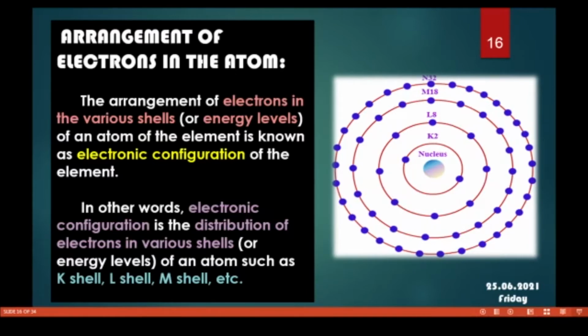Otherwise, we have to tell, electronic configuration is the distribution of electrons in various shells or energy levels of an atom such as K shell, L shell, M shell, etc.